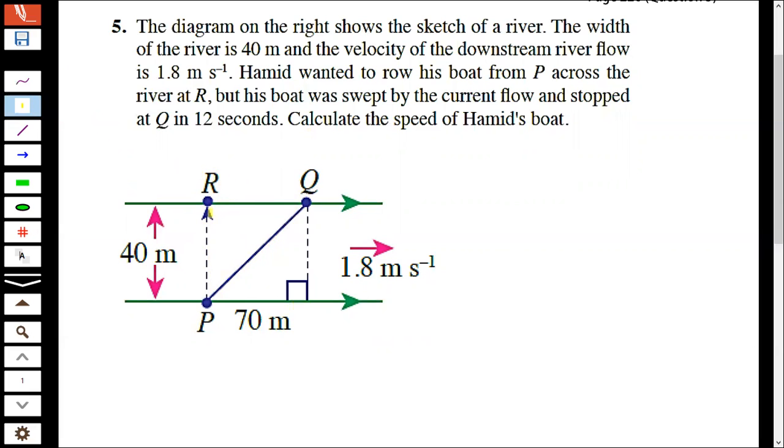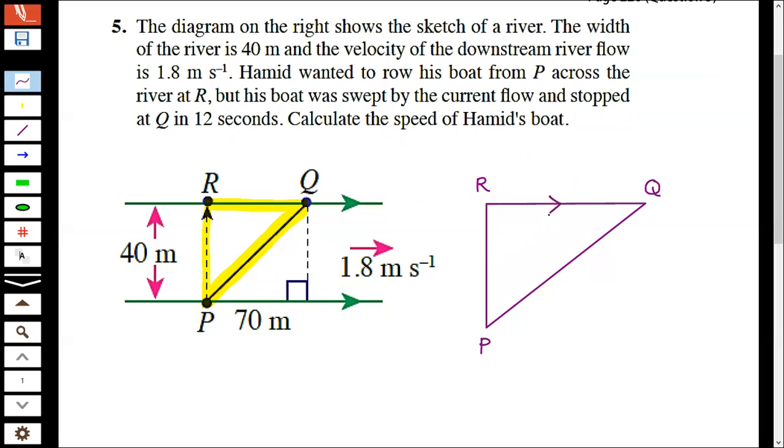Can I take out the triangle for you, class? Let me draw the triangle out here, easy for you to understand. This is the same triangle, but I take it out from the diagram. This is R, this is Q, and this is P. Listen, I will label it one by one.